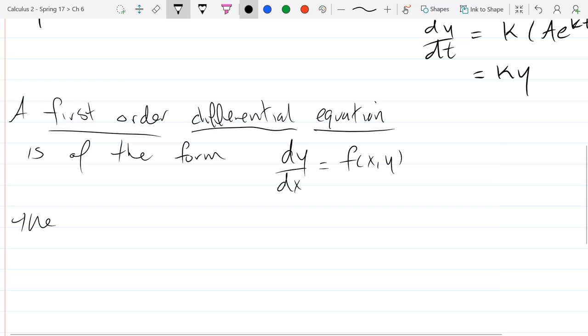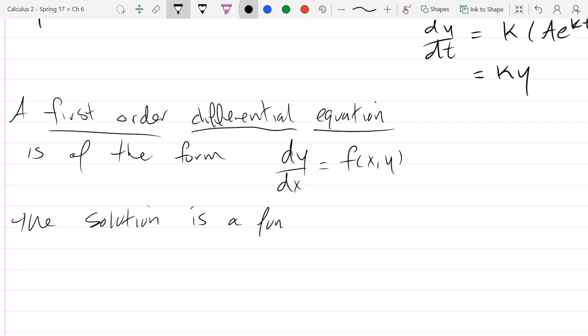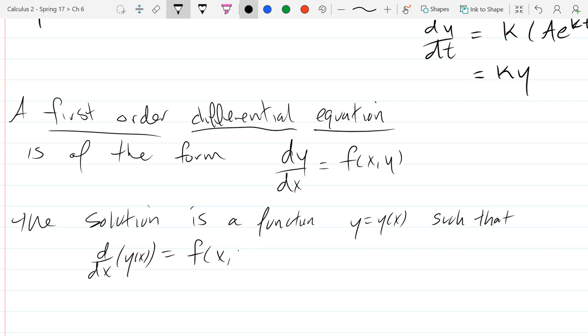And the solution is a function y of x such that the derivative equals f of x comma that y of x function. So you're basically going to substitute in y. On the left side, you're taking a derivative. And on the right side, you're just plugging in whatever you said was y.